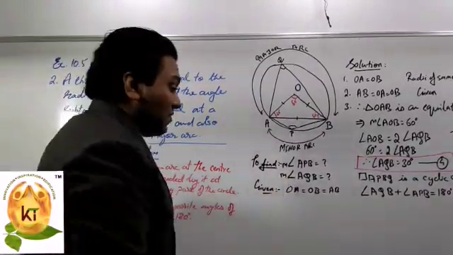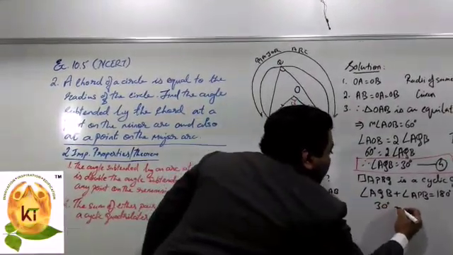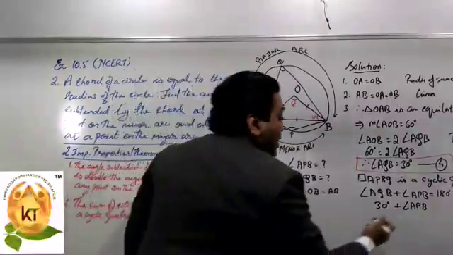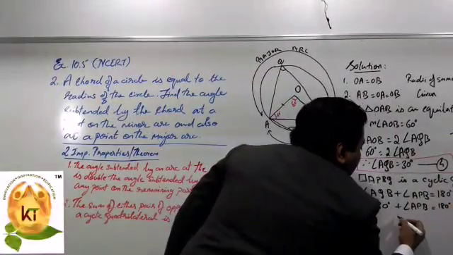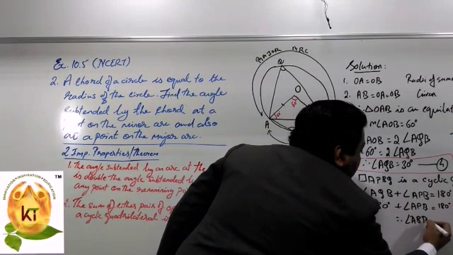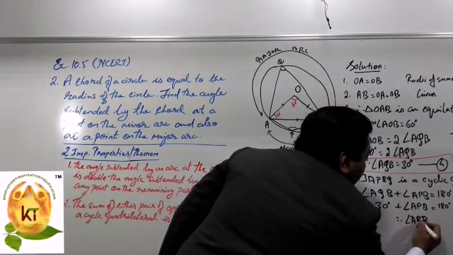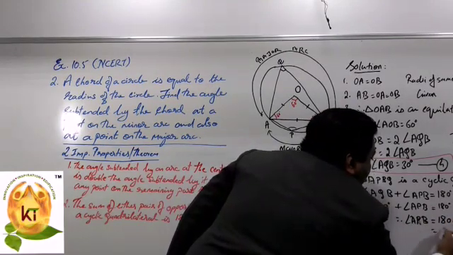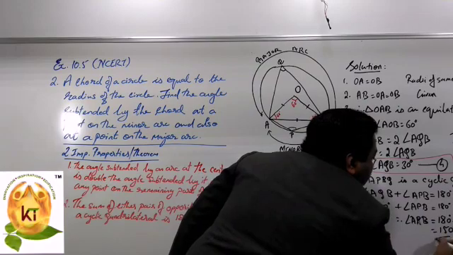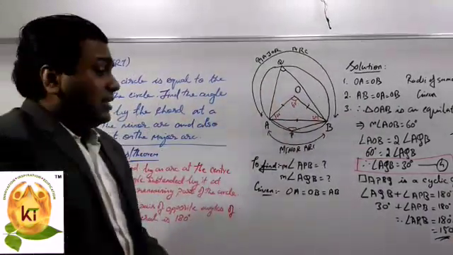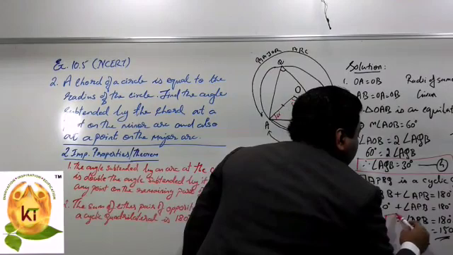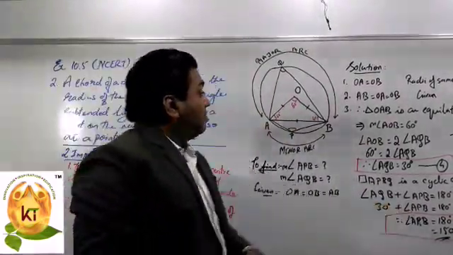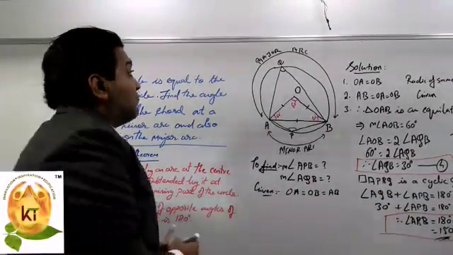See, the sum is so simple, right? So AQB is 30 plus angle APB, which is the angle formed by the chord at the minor arc, equals 180, and you get angle APB is equal to 180 minus 30, that's 150 degrees. So now, guys, I have the second measurement as well, that angle APB is 150 degrees. That's what clears my sum very clearly.